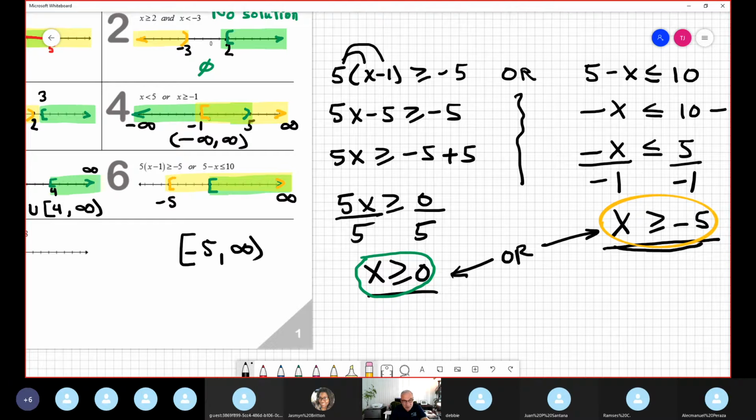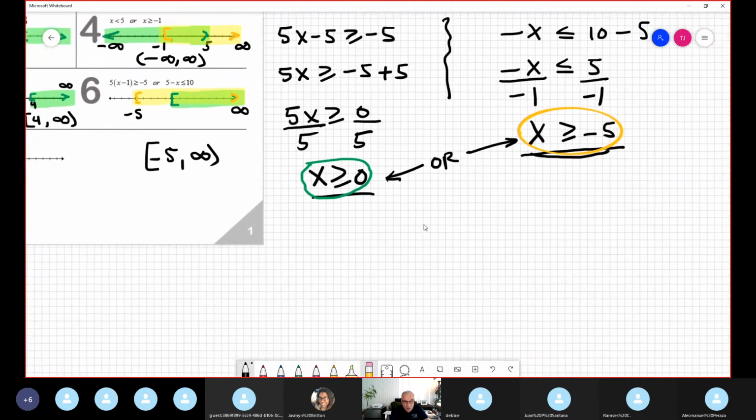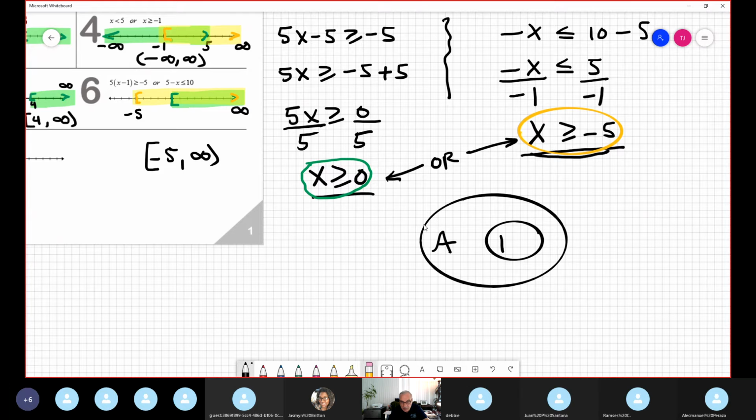Something happened. Not frequently, but sometimes it happens. You have, for example, one big set A, and inside we have a small set B. I want to compute A union B. A union B is A because B is totally inside this. Okay, this is the idea.